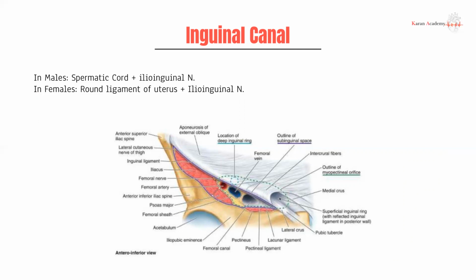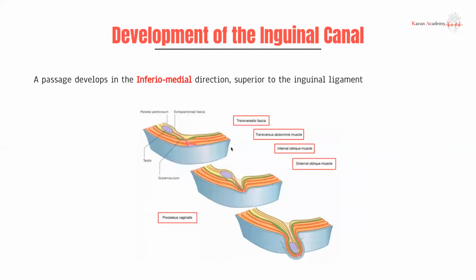In males, the inguinal canal is mostly composed of the spermatic cord and the ilioinguinal nerve, sorry. And in females, it's the round ligament of the uterus. How does the canal actually develop? For this case, let's just take the male specimen, for example, and we have the testes.